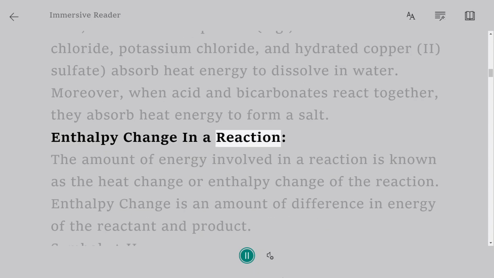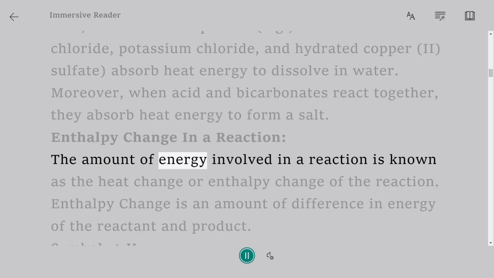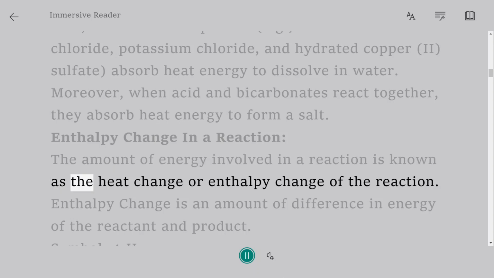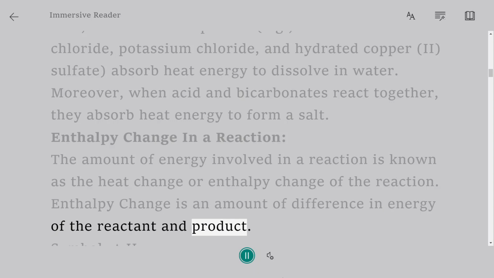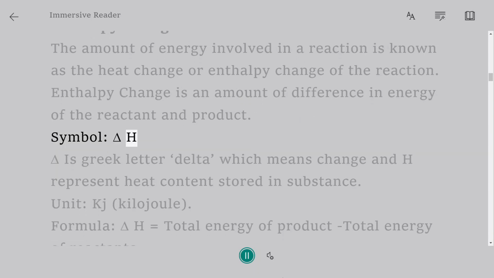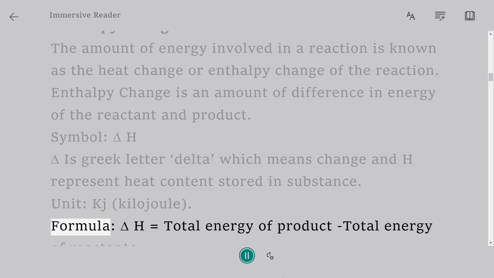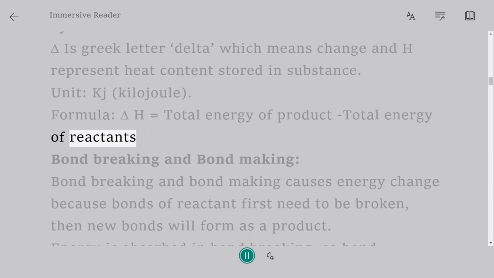Enthalpy change in a reaction. The amount of energy involved in a reaction is known as the heat change or enthalpy change of the reaction. Enthalpy change is the difference in energy of the reactant and product. Symbol, ΔH. Delta is the Greek letter which means change, and H represents heat content stored in a substance. Unit, kJ, kilojoule. Formula, ΔH equals total energy of products minus total energy of reactants.